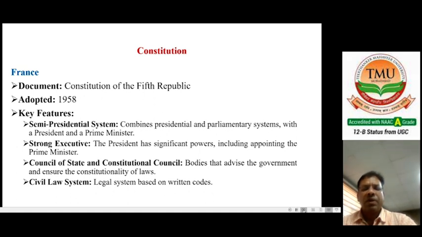A strong executive, that means the president has significant powers, including appointing the prime minister. Council of State and Constitutional Council advise the government and ensure the constitutionality of the law. This is also very important. And next, the civil law system, legal system based on written code. This is another important key feature of the constitution of France.